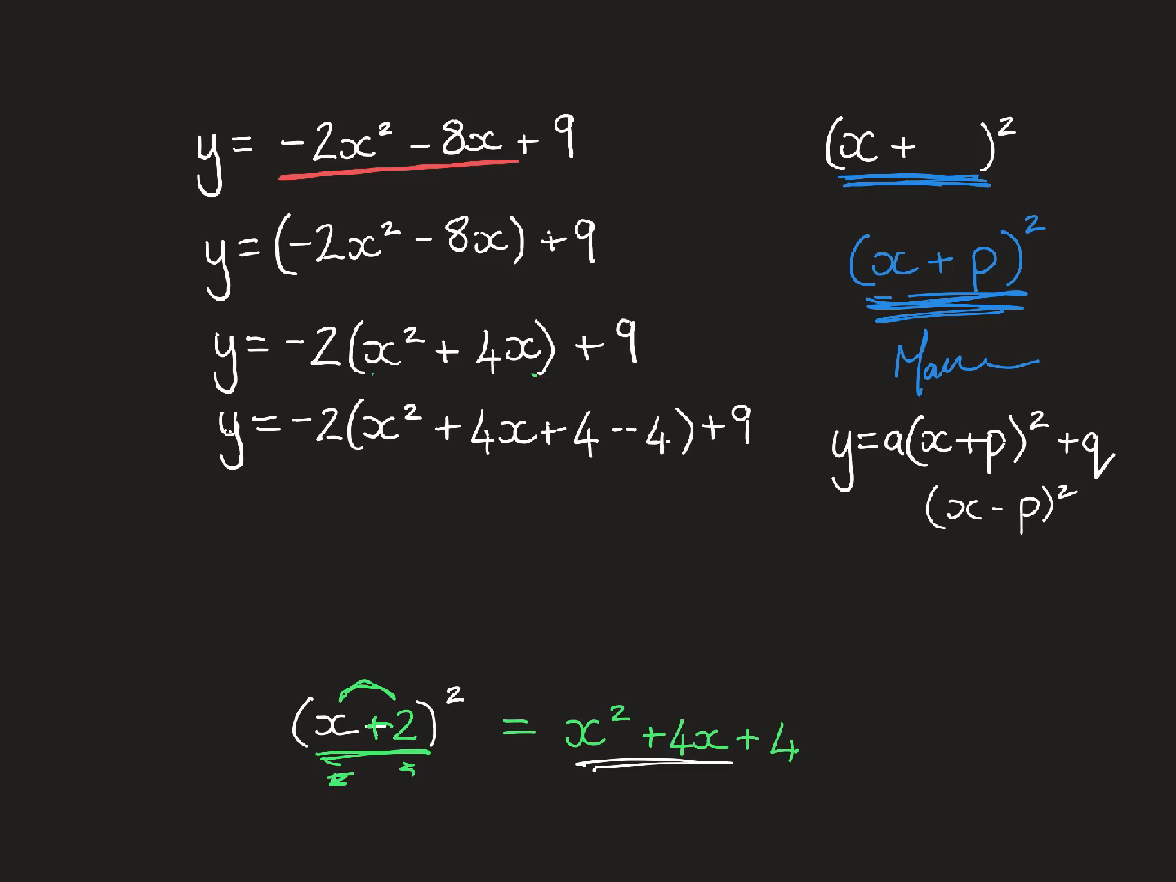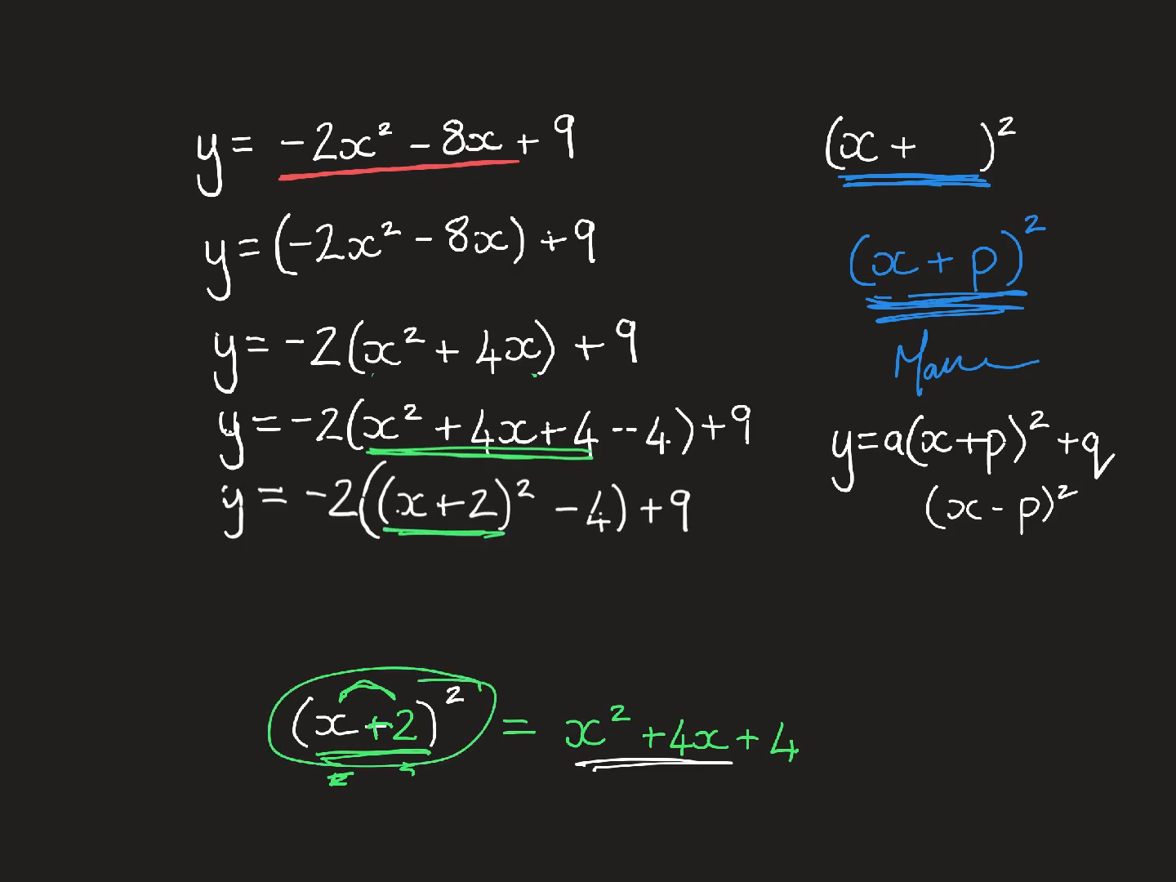I can then put it into brackets. Okay, I'm going to keep the big brackets, and then in the smaller brackets, I'm going to say it's x plus 2 squared, because that's the trinomial I'm working with. But I still have this -4 that's hanging around on the outside, and plus 9. So I've got to where I want to go. I got to the x plus 2 squared.